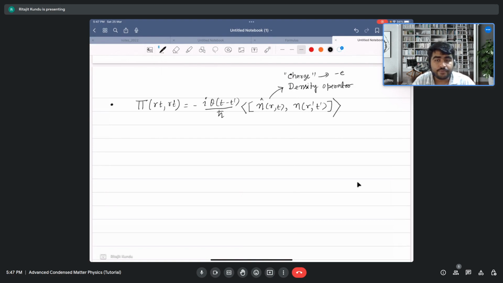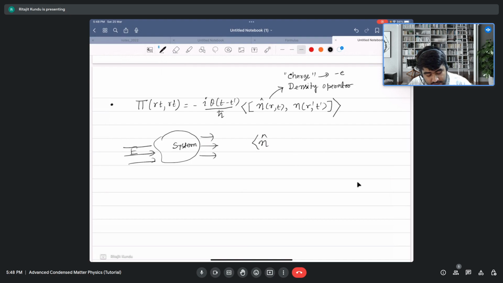So where does this function appear? Assume that you have some kind of system, and you apply some external electric field. The electric field enters the system, couples linearly to some observable, and does something to the system. Now if you ask, in the presence of the electric field, what is the change in the expectation value of this density operator, that is, n expectation in the presence of the electric field minus n without the electric field, linear response has an answer for you. It tells you that this will be given by this pi function of r, which now also depends on r, so a function of r, t, r prime, t prime, and then there is an integration over the potential, which is because of the electric field.